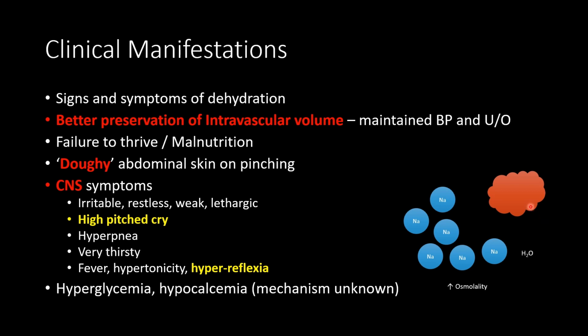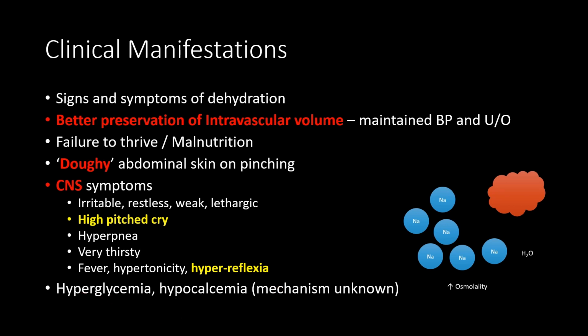So when there is cellular dehydration, what will happen? There will be a doughy feeling of the abdominal skin on pinching, as if there is severe dehydration, and in the long term CNS symptoms like high pitched cry and hyperreflexia will be there, and it may be associated with hyperglycemia and hypocalcemia.